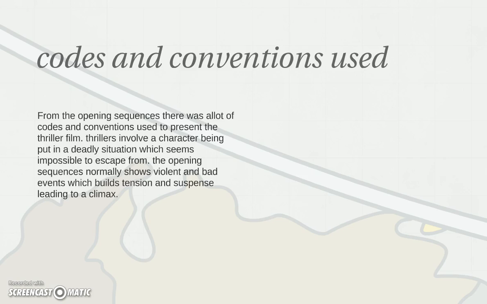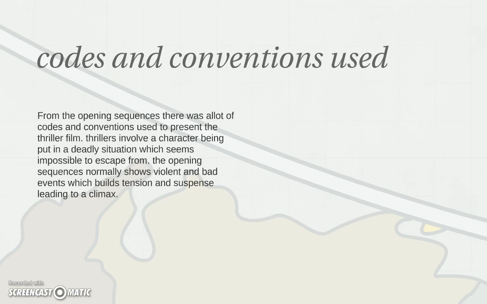Thrillers normally involve a character being put in a deadly situation where it seems impossible to escape from. As you can see from our own coursework, Chinedu was put in a deadly situation when the bully approaches him from behind and strangles him. As you see, he's powerless and vulnerable and looks unable to withstand the force to get away from this attack from the bully.